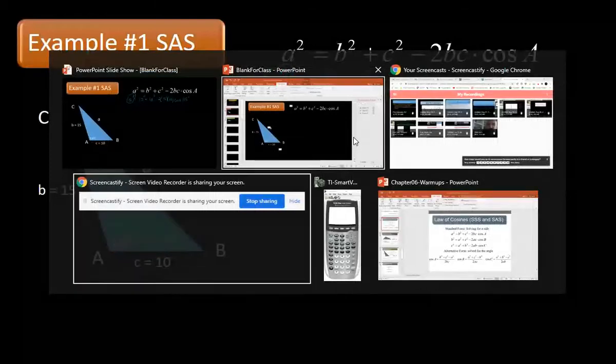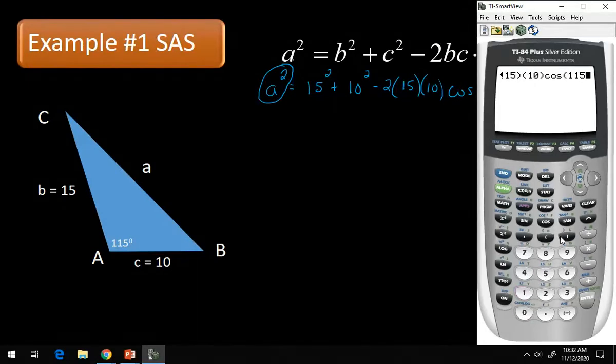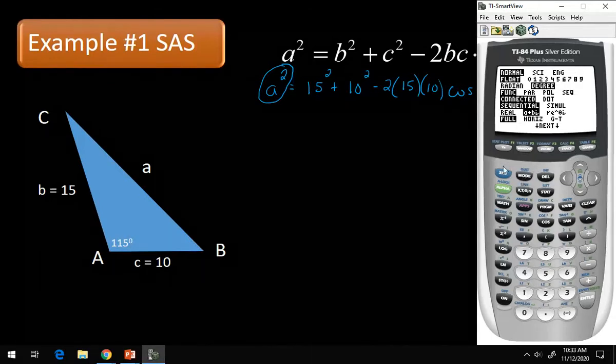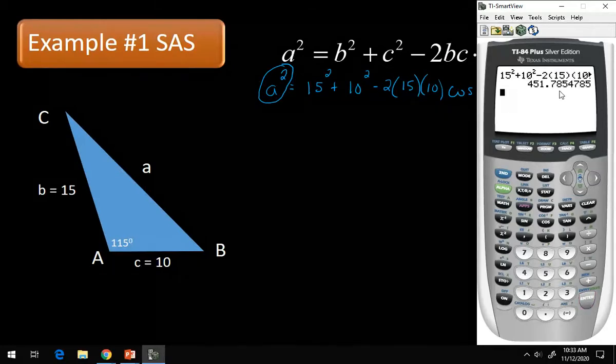So I'm going to pull up my calculator and I will just start typing. I'm going to go with 15 squared plus 10 squared minus 2, and I'll use the parentheses just as I have it here. 15, 10, and then cosine of 115. Again, making sure you're in degree mode. I will check real quick. I'm in degree mode, and I have everything plugged in, and I'll hit enter. Now again, 451.785, but I have to make sure that, again, a squared is equal to that.